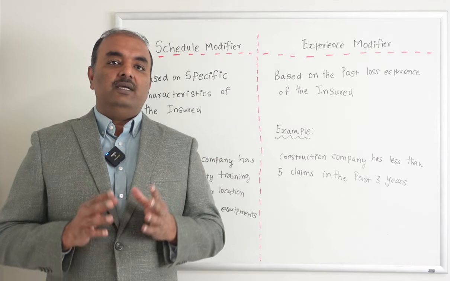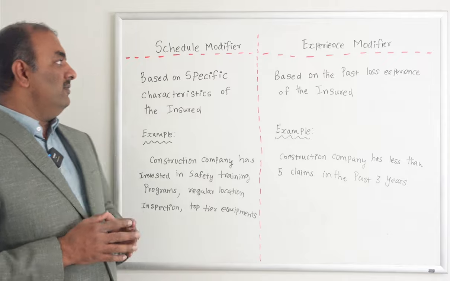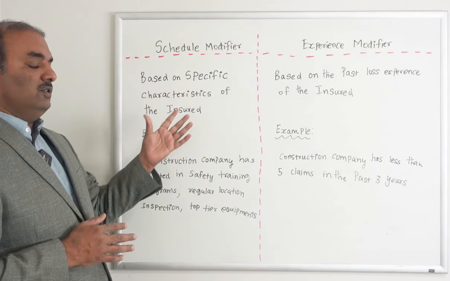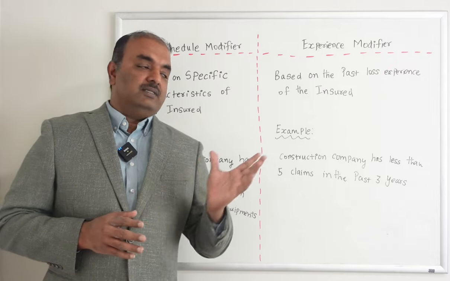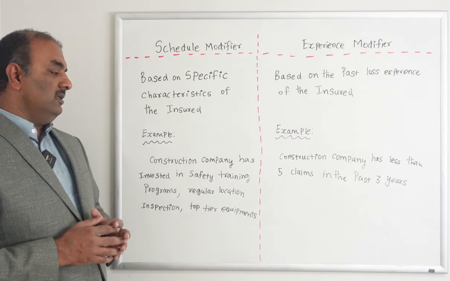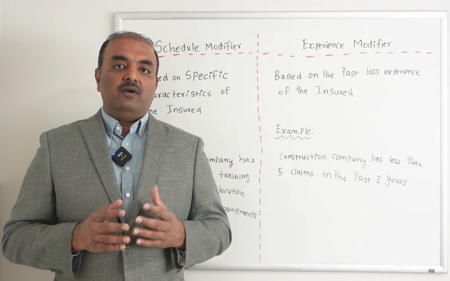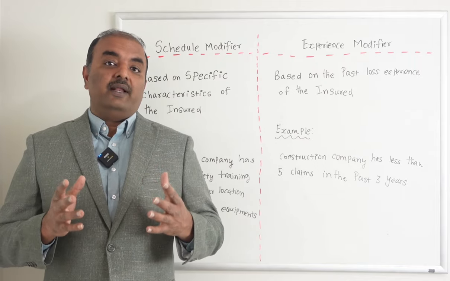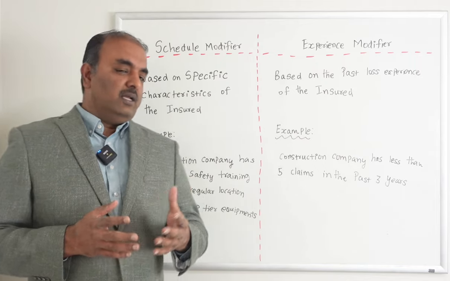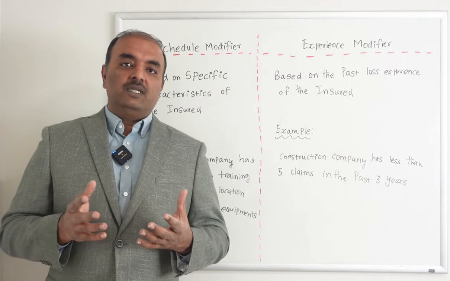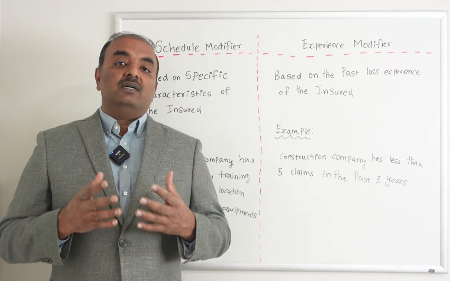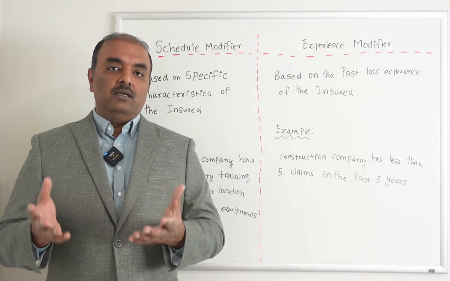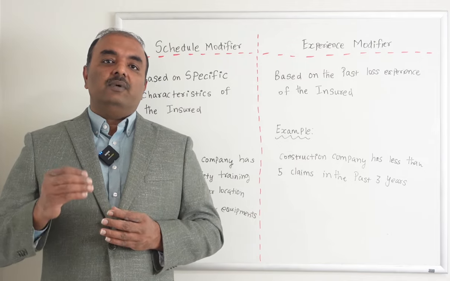Let's see what we mean by schedule modifier. By definition, it's based on specific characteristics of the insured. Say, for example, if you have a construction company with a lot of safety training programs for their employees, or they have top tier equipment, or anything they do to increase the safety of the construction company itself, then the insurance company gives some credit.